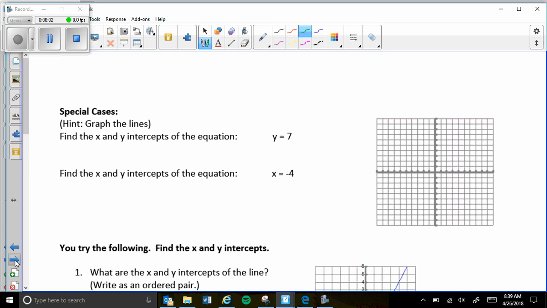There are some special cases. So it says, find the x and y intercepts of the equation. The first one is y equals 7. So the first thing I'm going to do is graph that line. What type of line is y equals 7? We have to think about that acronym, HOY. Okay? I have a horizontal line at 7. 1, 2, 3, 4, 5, 6, 7. So right here, I have a horizontal line.